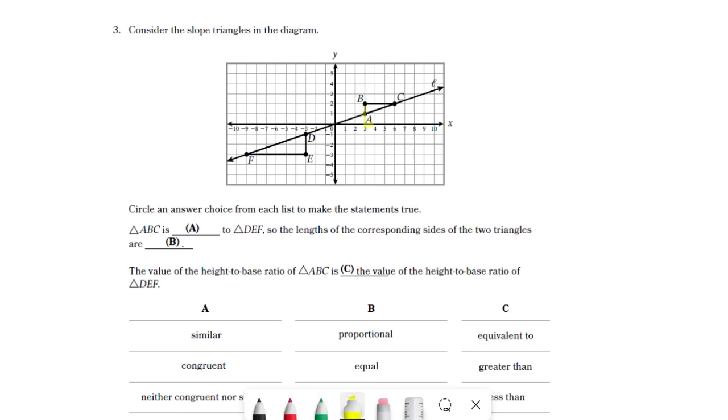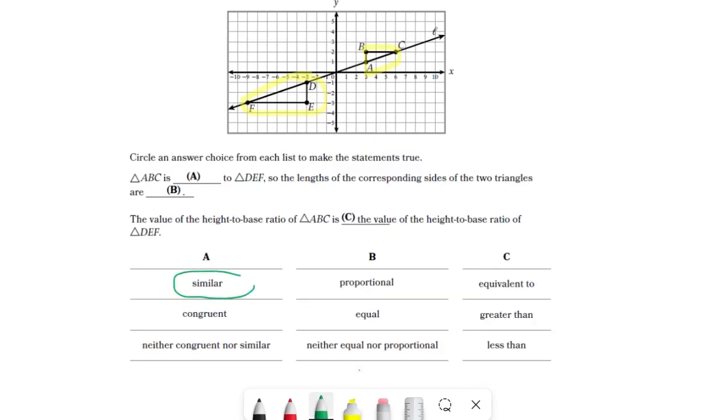It says ABC and DEF are similar, congruent, or neither congruent or similar. Now, if you look at them, you can tell that they are not congruent. Congruent would mean they're the same size. So they actually are similar, which allows us to go through the entire statement.